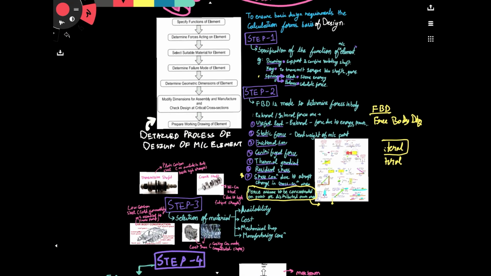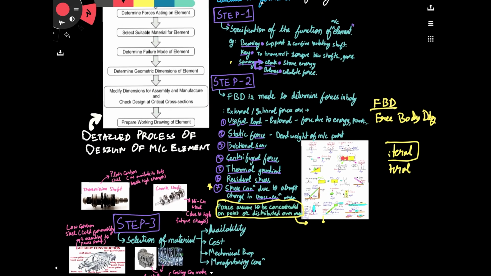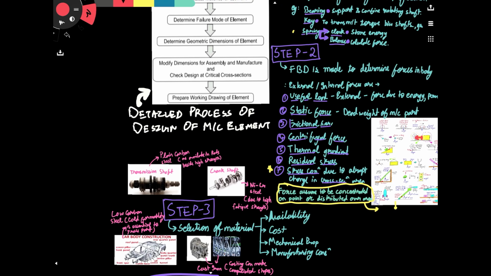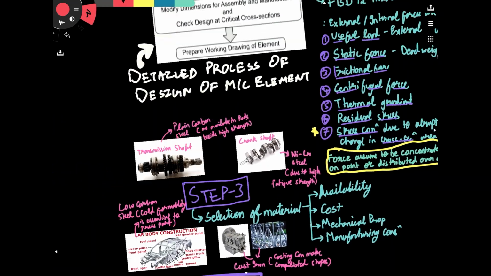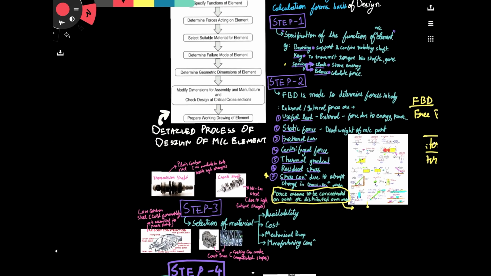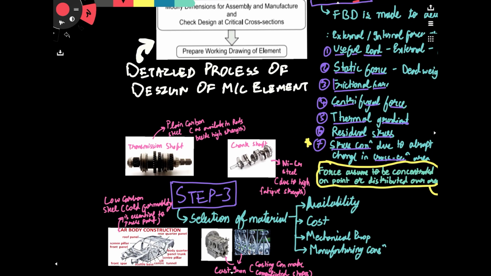Now let's move on, this is step number 2, and that solves it. Now moving on to step number 3, which is selection of material. So we already have the machine element which is required according to the specified function. We already know the forces involved. Now it's time to decide the material of the component, right? So how do we decide the material?